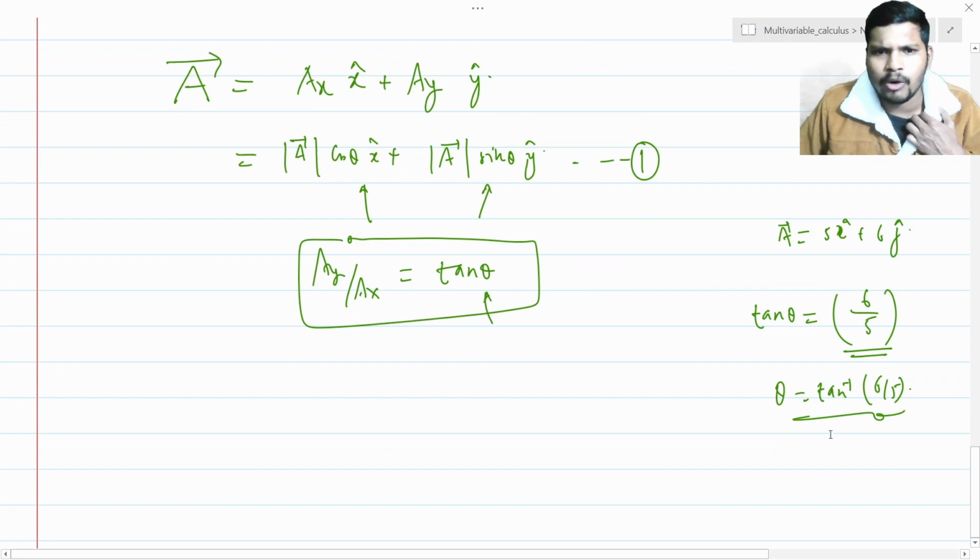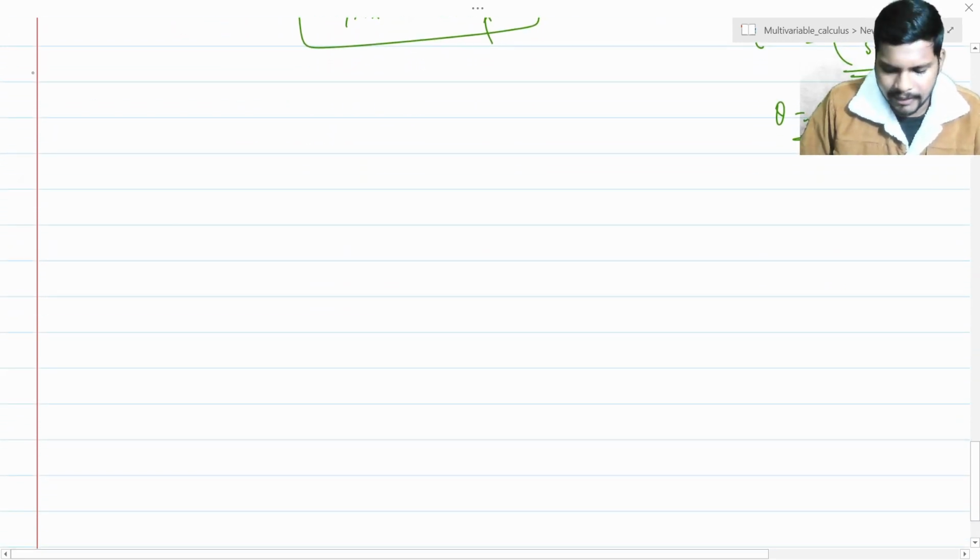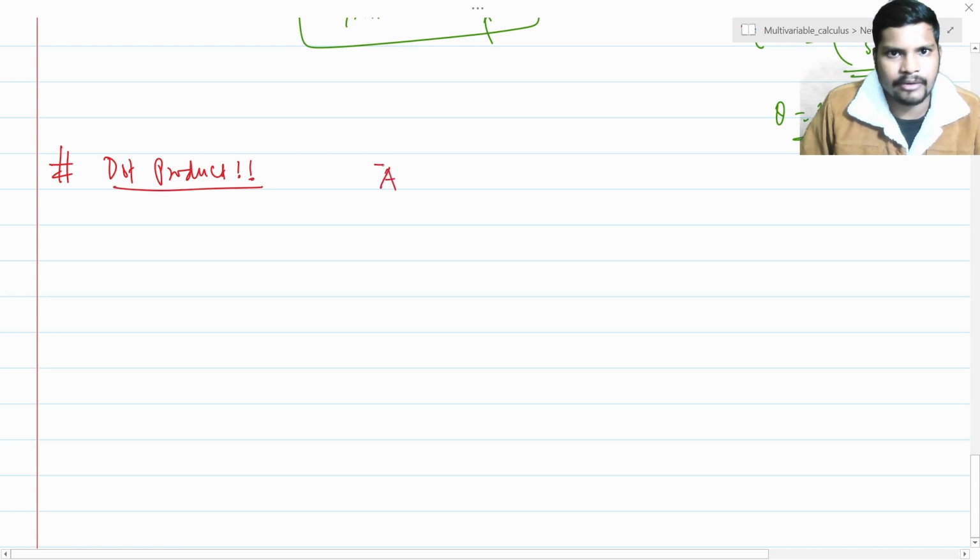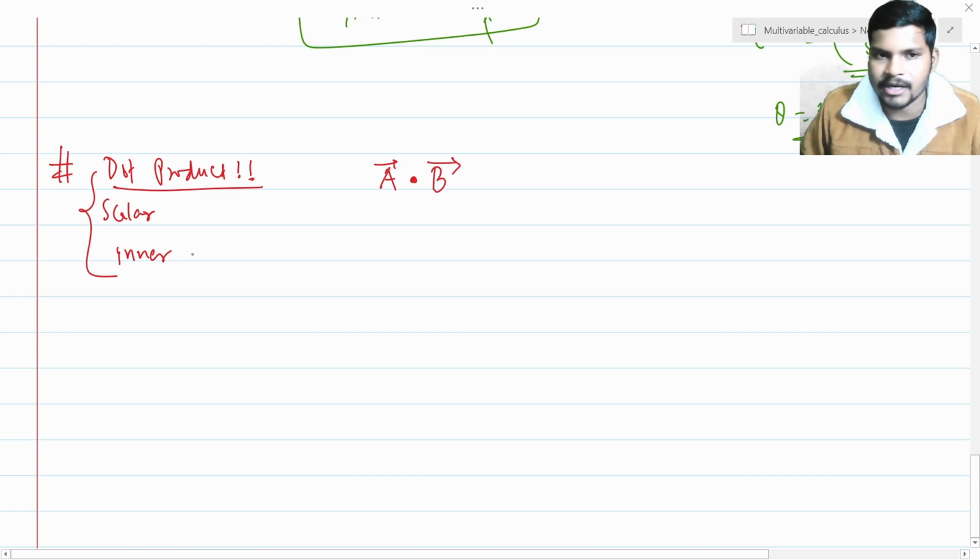Now I'm going to talk about the product, and in this lecture I'm going to cover the dot product. So let's try to find out the dot product. Consider I have two vectors, a vector and b vector, and the dot product is a dot b. The dot product is also known as the scalar product, or in quantum mechanics, if you read it, it is labeled as the inner product.